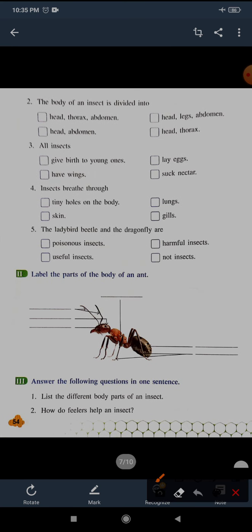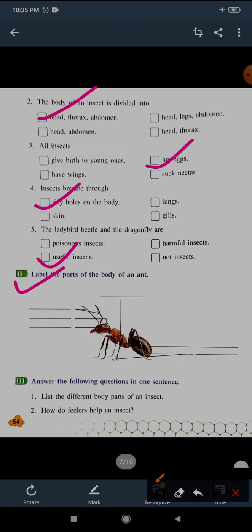So now this section is over. The answer for question number 1 is 6 legs and 2 feelers. Question number 2: head, thorax and abdomen, in the same sequence. All insects lay eggs. Insects breathe through tiny holes on the body. Okay, now see the section number 2 question.